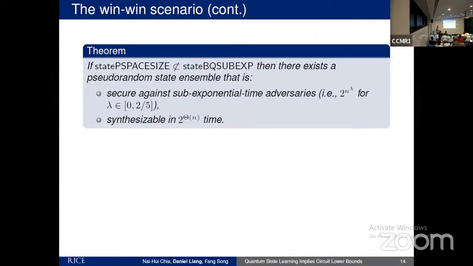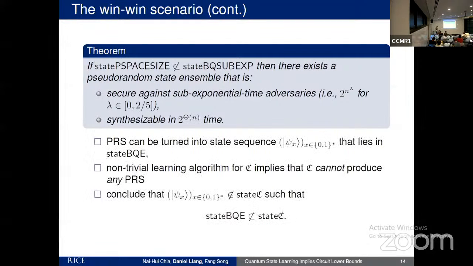And basically, this PRS can be turned into a state sequence without too much effort. And basically the same logic that we applied before applies now, except now we have stateBQE, for this 2 to the theta n time, rather than stateBQP, because polynomial time.